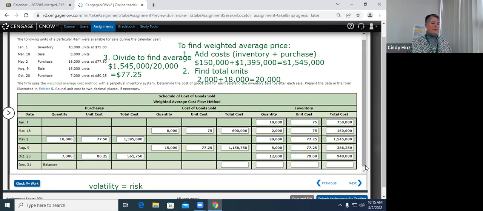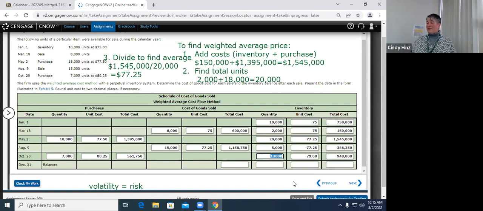So I added the $386,250 to the $561,750 that we just purchased. We know we have $948,000 worth of inventory. That is the 5,000 units we started with, plus the 7,000 units we purchased, a total of 12,000. I then took that total cost of $948,000 divided by 12,000 units, and I found $79 even per unit.